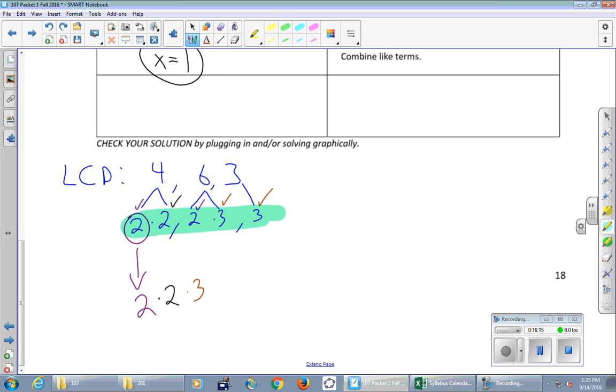Yeah. Okay, so there you go. 2 times 2 times 3. That's the lowest common denominator. It's 4. Yeah, that's it. Okay. Yeah, I think that's good.